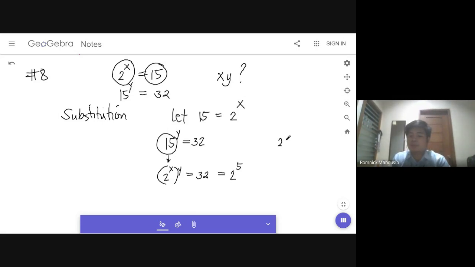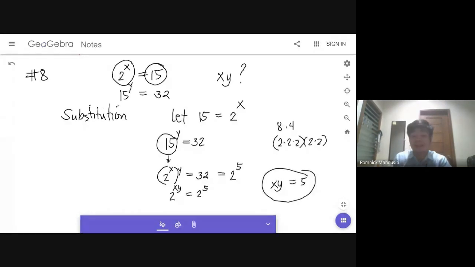Because 32 is equal to 8 times 4. And 8 is 2 times 2 times 2. And 4 is 2 times 2. Rule of exponents, same base. Add all exponents. So 1 plus 1 plus 1 plus 1 plus 1 is equal to 5. And so, 2 raised to xy is equal to 2 raised to 5. So what is xy? Xy is 5.